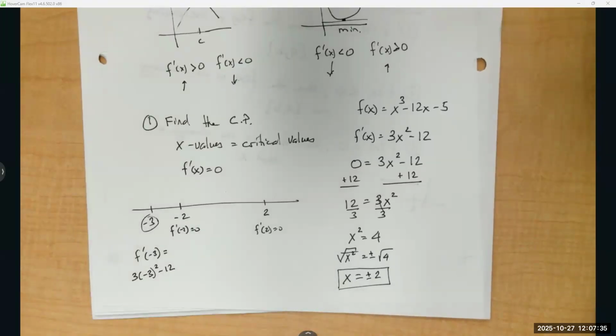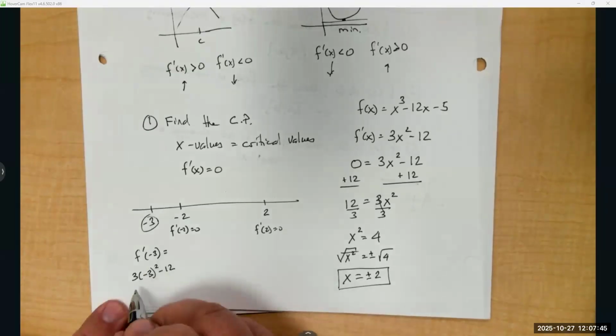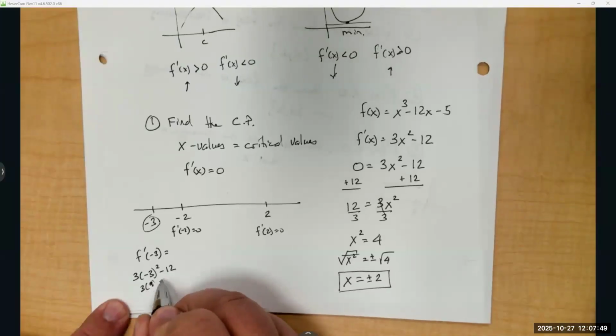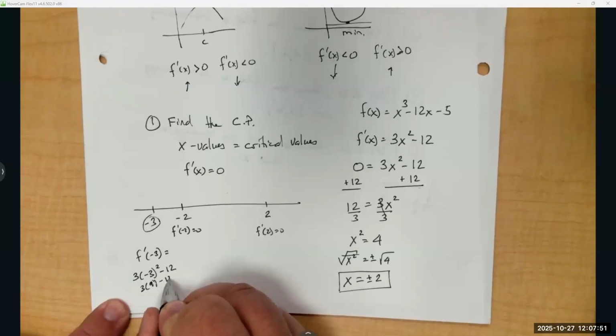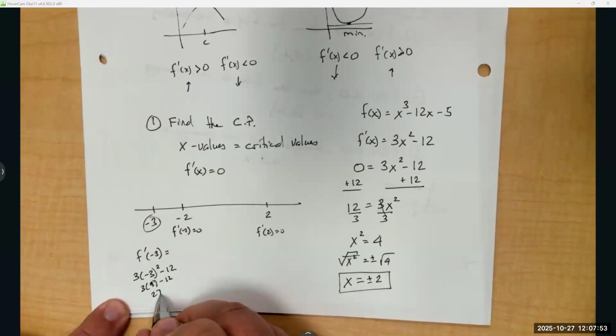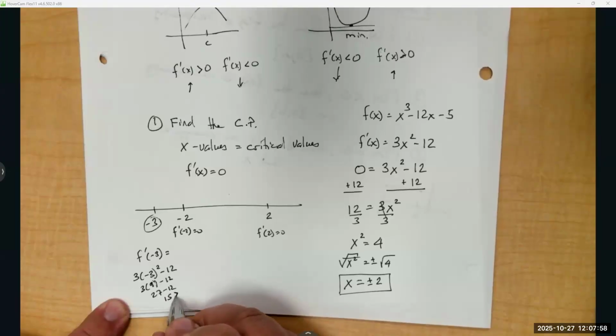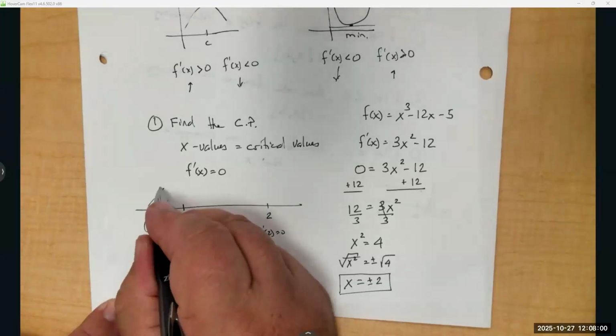Because the derivative finds what? Slope. The slope. If it's positive, we know it's increasing. If it's negative, we know it's decreasing. So we have 3 times -3 squared, which is 9. 9 times 3 is 27 minus 12 is 15. It's positive, so this is increasing.